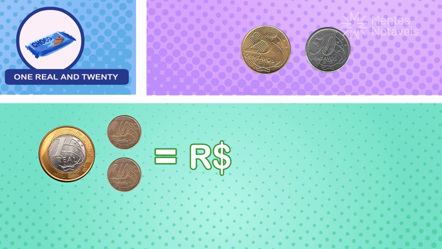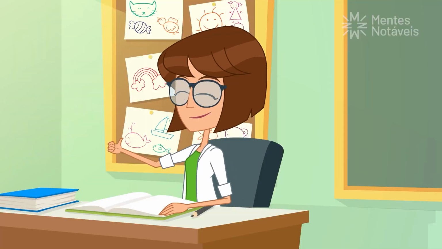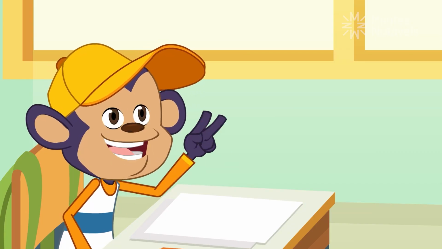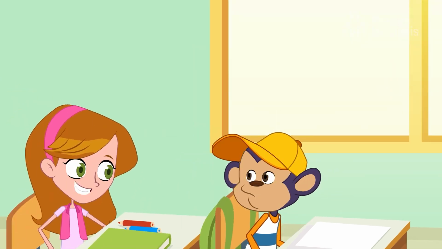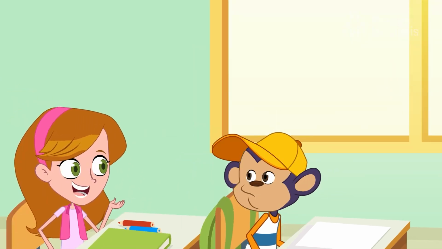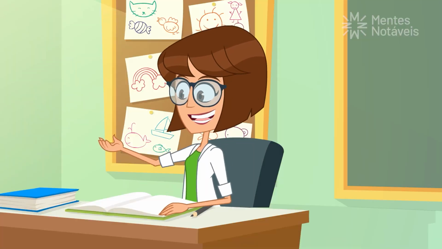We use the money symbol, the number 1 for 1 real, the comma to separate, and then the number 20 for the cents. That's perfect, Frank. But we could also use 2 50-cent coins and 2 10-cent coins, or... Look, Frank, we already understand there are so many possibilities. Congratulations. Very well, kids. Next challenge.